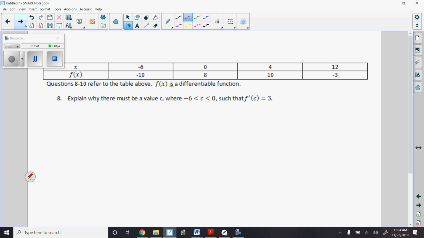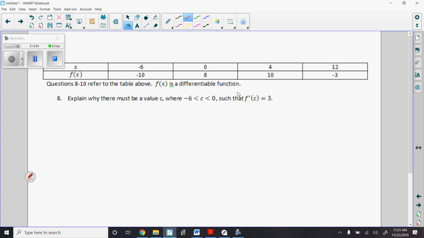And differentiability implies continuity. So it says, explain why there must be a value c, where negative 6 is less than c is less than 0, such that f prime of c equals 3. Okay, so whenever the table has a function, and they're asking a question about a derivative equaling a certain thing, then we know it's going after the mean value theorem.